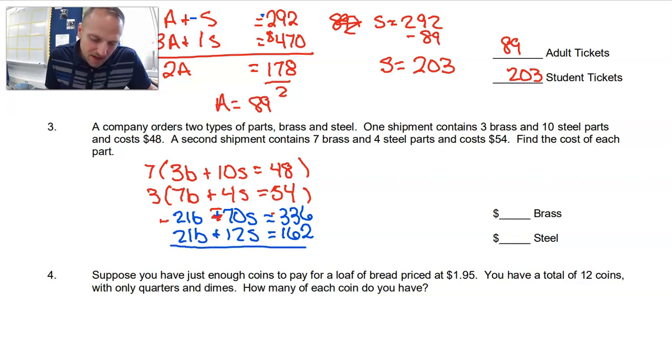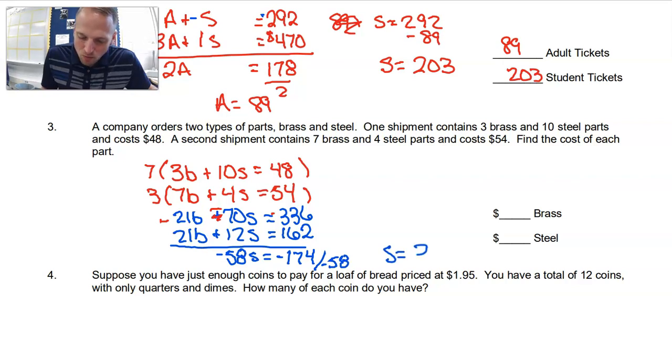Okay, so let's see. Negative 70 plus 12 is going to be a negative 58S. Negative 336 plus 162 is going to be negative 174. And when I divide by negative 58, I ran out of room, but it's going to be S equals 3. So each steel was $3.